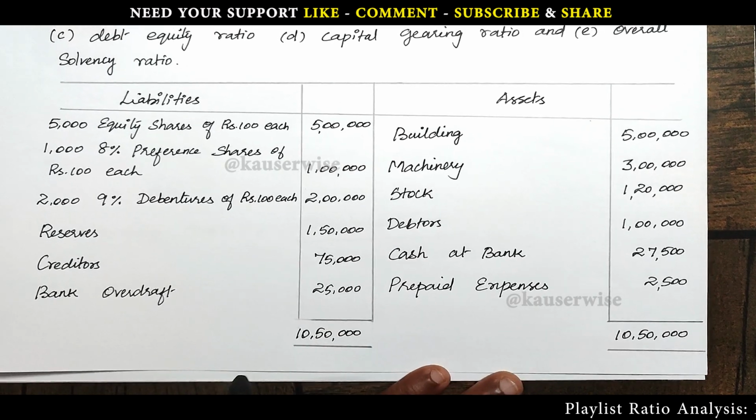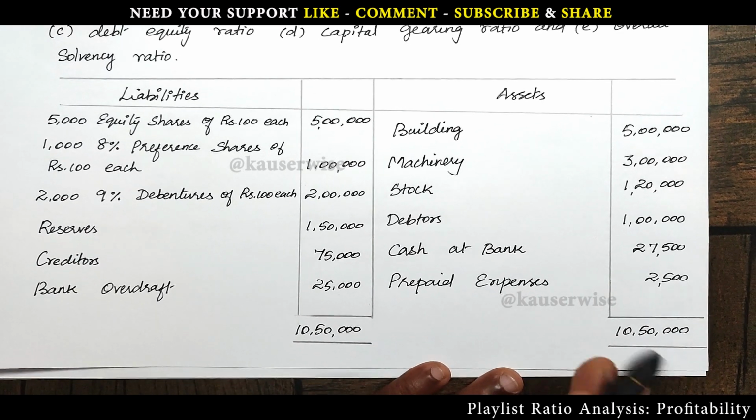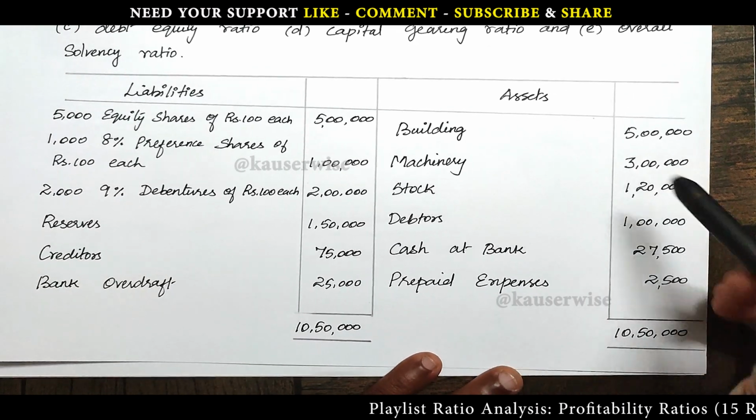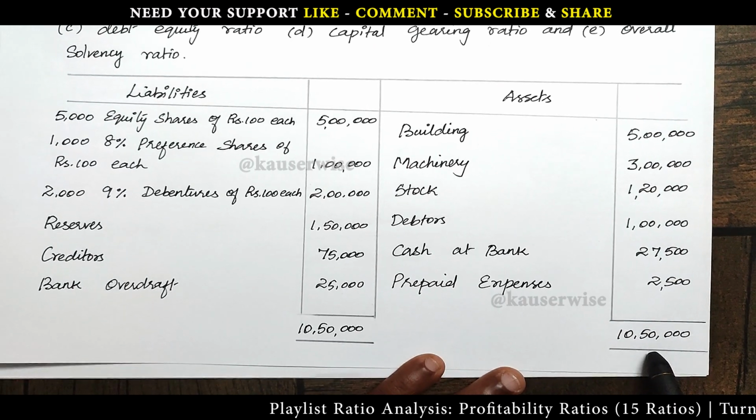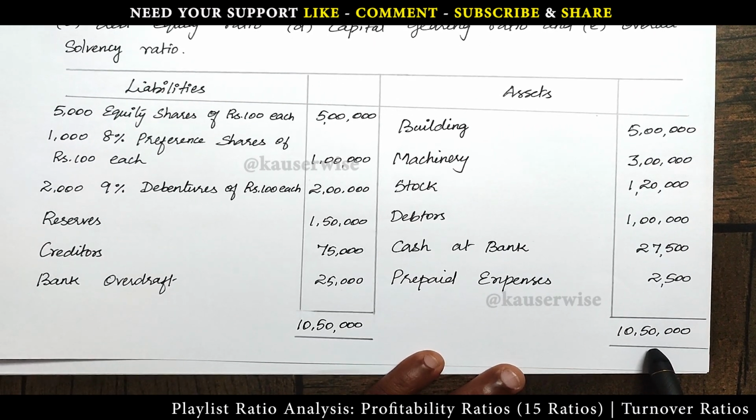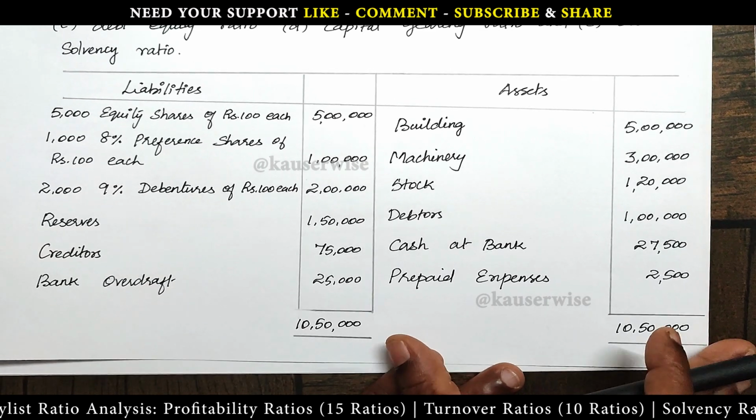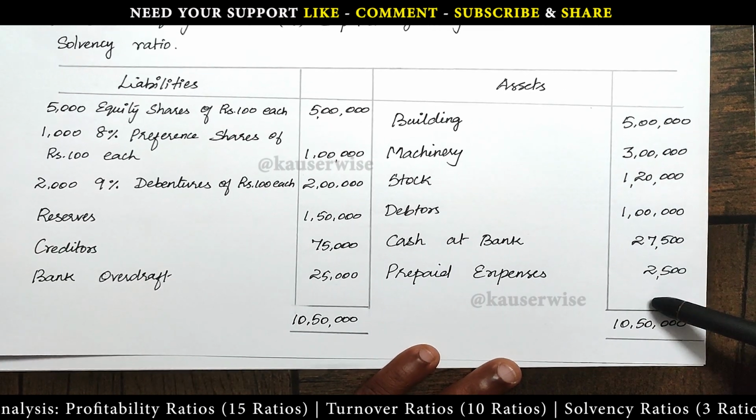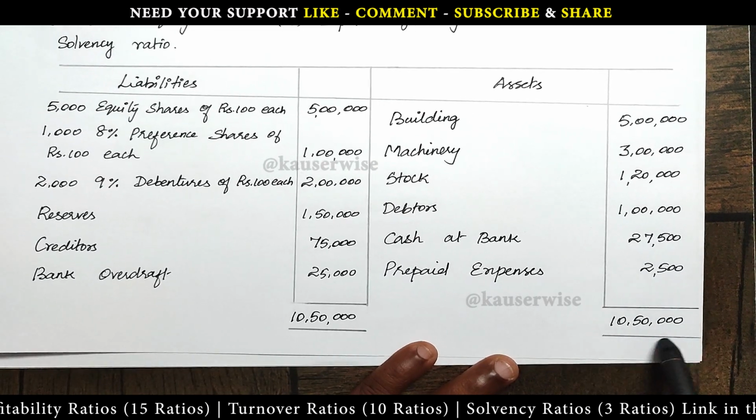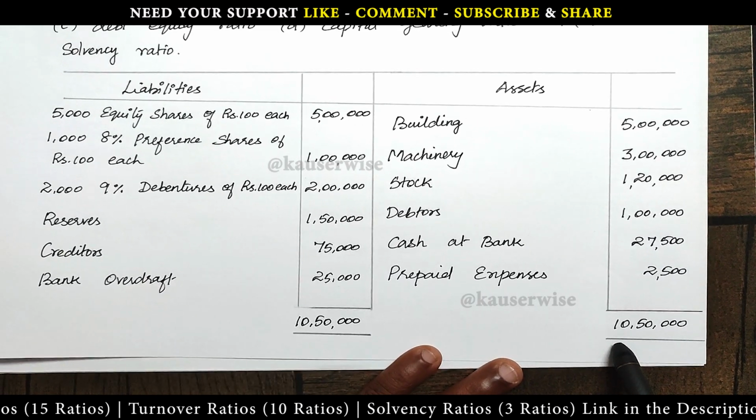And the next one is total tangible assets. Total tangible assets means total assets excluding intangible assets if any, like goodwill, patents and copyrights. In this problem, there are no intangible assets. Therefore, the total assets is equal to total tangible assets.